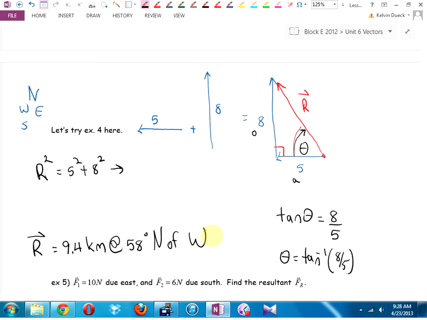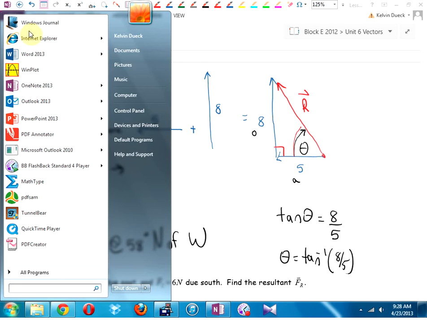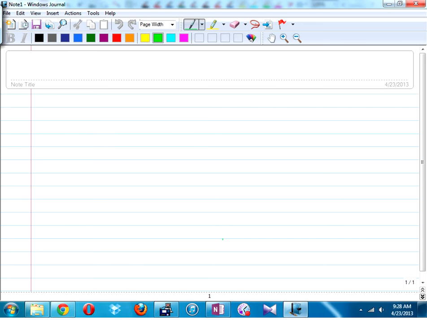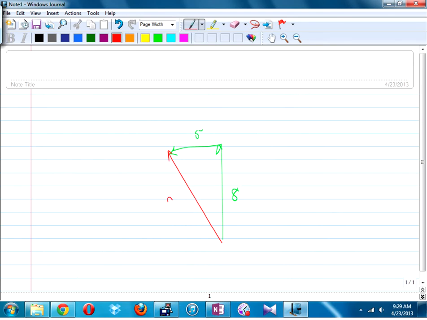There is a second possible answer. Andrew, you could have drawn the 8 first and then drawn the 5. If you had done that, you would have gotten something that looked like this. Come on. Is it going to open? Works better if it actually opens the program when I say you would have got something that looks like this. There we go. So if you drew the 8 first and then the 5, now it opens. You'd still get the same magnitude, which was 9.4.